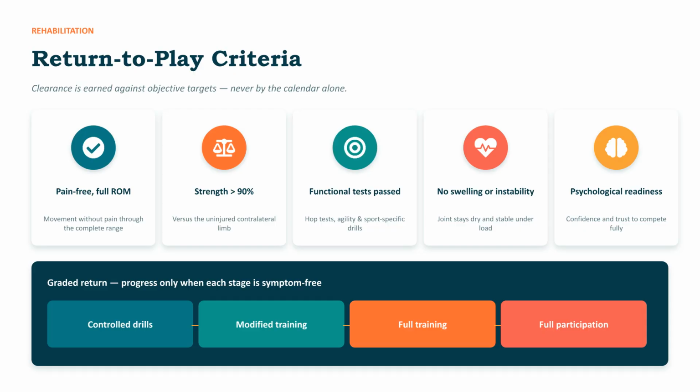Fourth, no swelling or instability under load. And fifth, psychological readiness. The athlete must have confidence and trust to compete fully. Then use a graded return. Controlled drills first, then modified training, then full training, then full participation. Progress only when each stage is symptom-free. Returning too early is the single biggest predictor of re-injury. Be conservative, especially with young athletes.